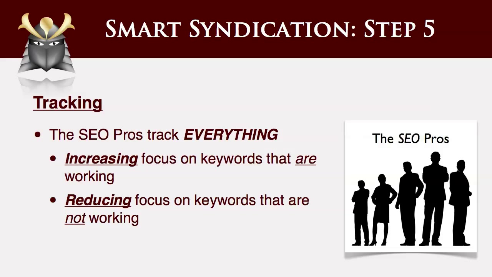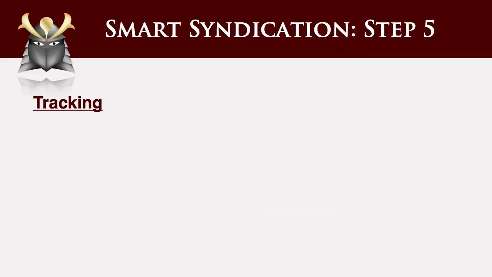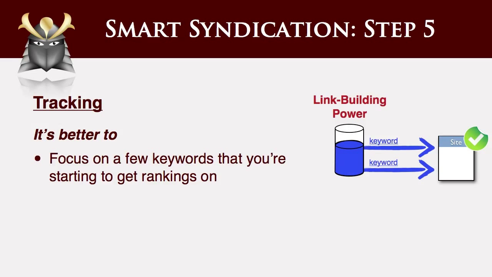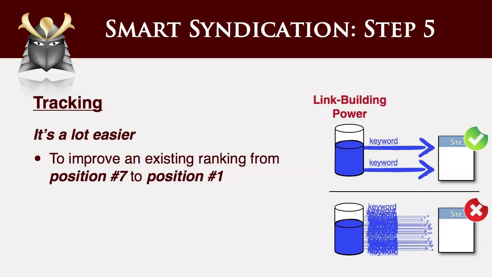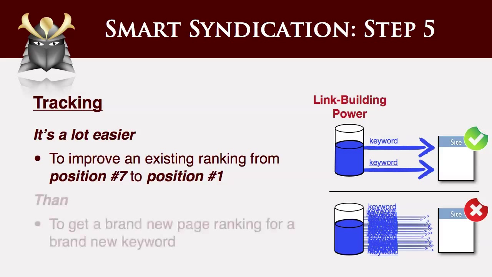In SEO, it pays to be laser focused rather than broad. It's better to focus on a few keywords that you are already starting to get rankings on, than spread your link building power across hundreds of different keywords. It's a lot easier to improve an existing ranking from position 7 to position 1 than to get a brand new page ranking for a brand new keyword. By focusing on a small number of keywords, you get to see faster results, and it's also the best bang for buck for your hard-earned money and time.